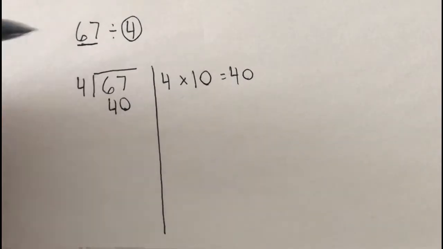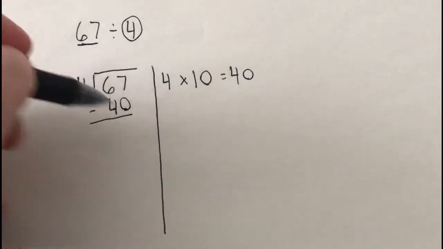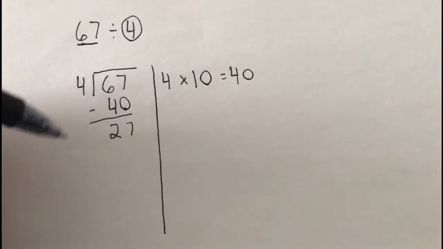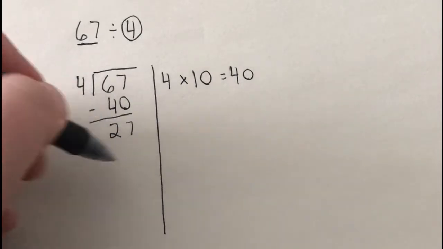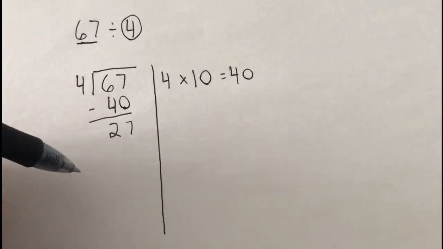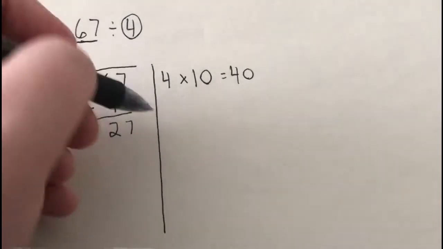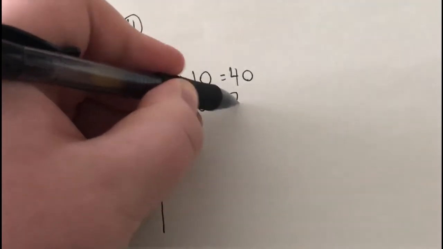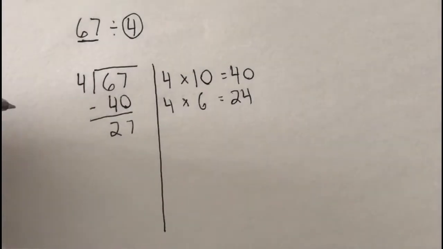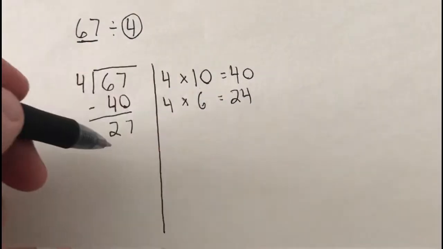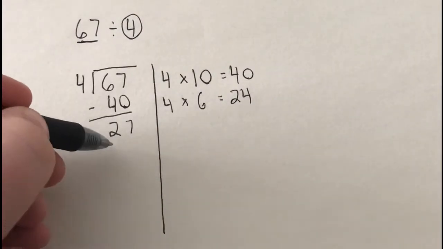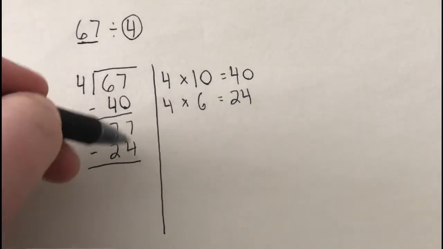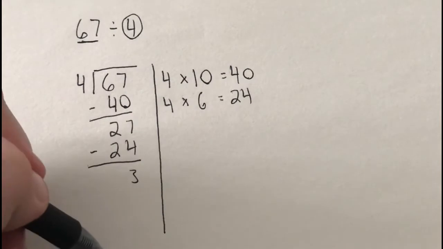So let's go ahead. 7 minus 0 is 7. 6 minus 4 is 2. Okay, now we're dealing with 27. That's our new dividend. Okay, well, we know that 4 times 6 is equal to 24. Okay, so now same process. Take that, subtract it from 27. 24. Okay, 7 minus 4 is 3, and 2 minus 2 is 0.